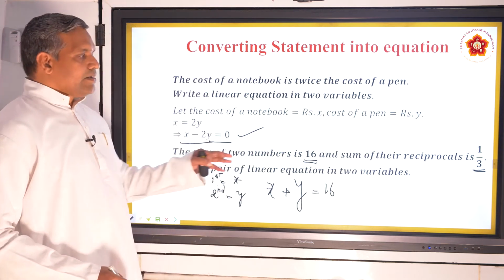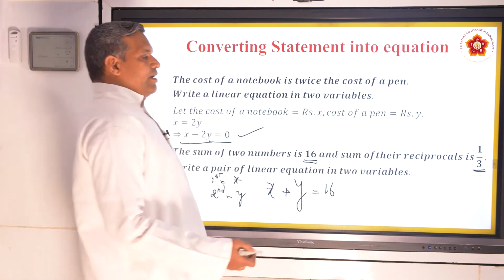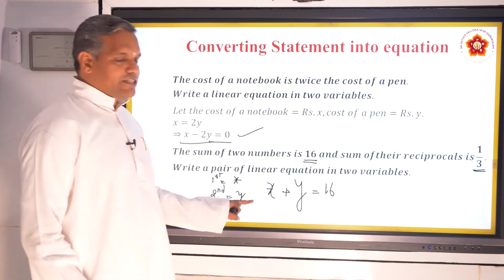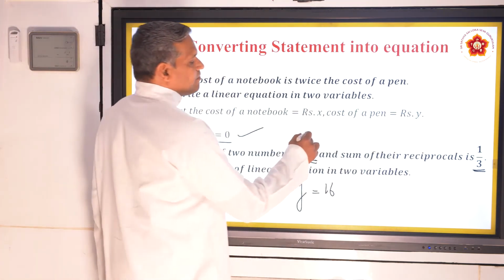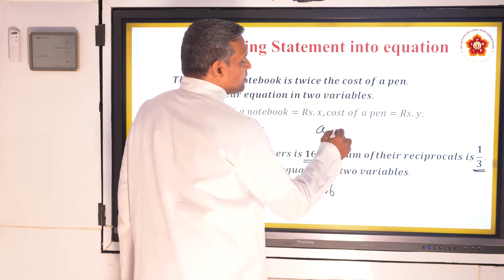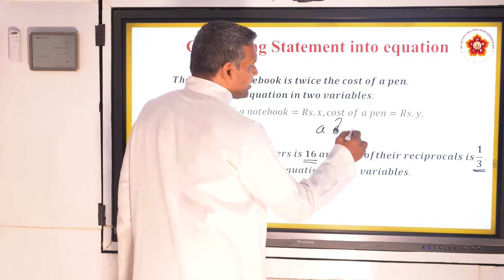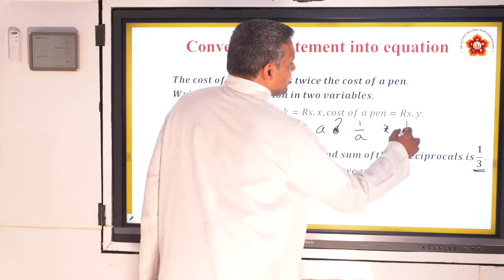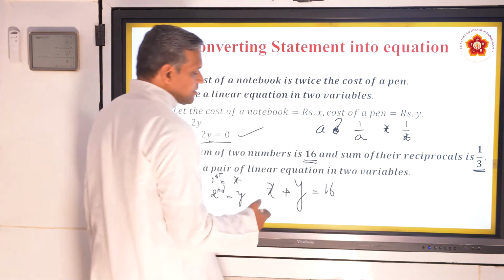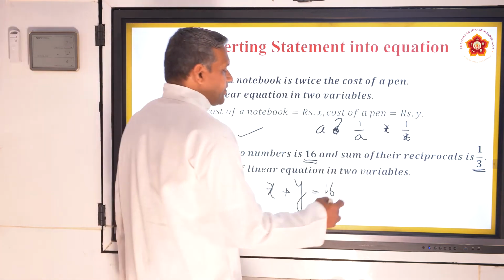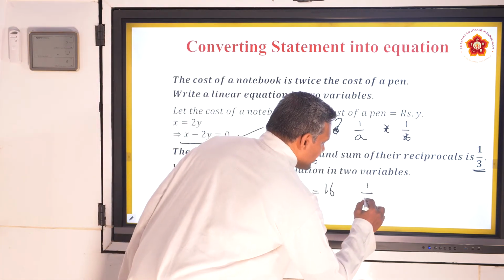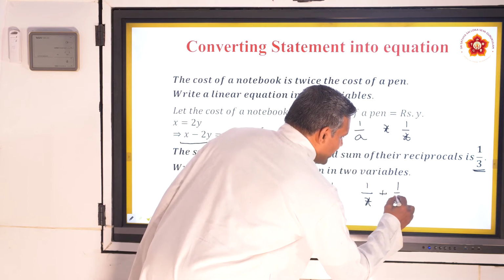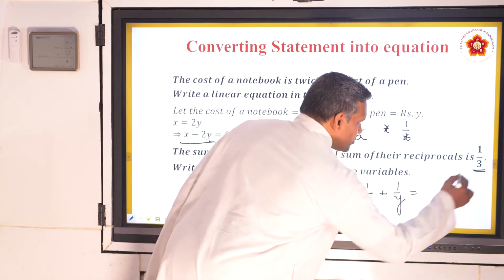What is the second thing? Let us see, is it a difficult thing? The sum of their reciprocals is 1 by 3. So what is a reciprocal? You already know. If a is a number, what is its reciprocal? It is 1 by a. x is a number, what is its reciprocal? 1 by x. Similar understanding is sufficient here. So the equation is 1 by x, the reciprocal of the first number, plus 1 by y, the second number's reciprocal, equals 1 by 3. Finish.